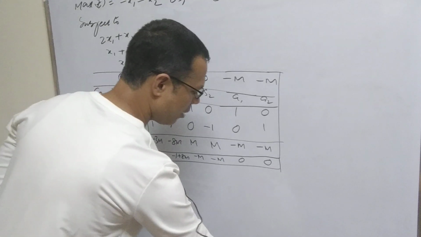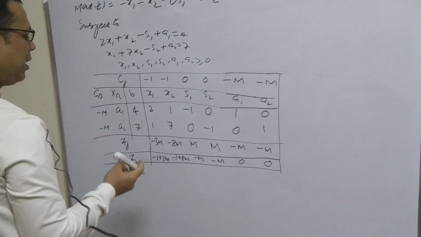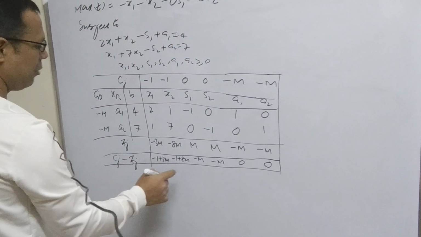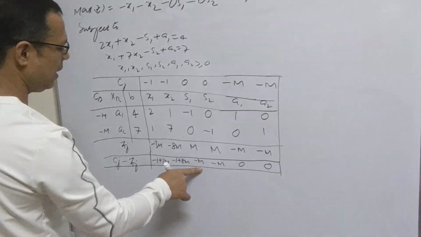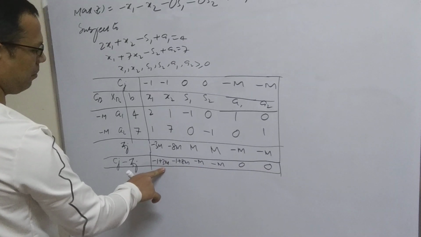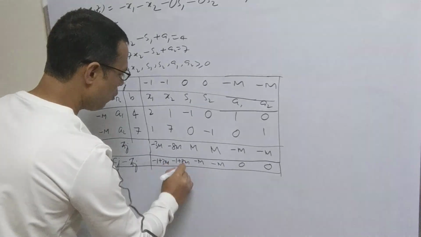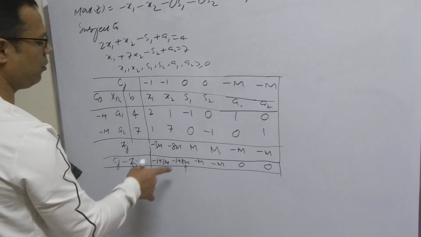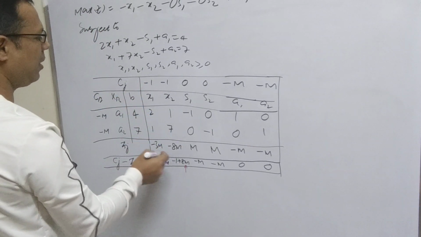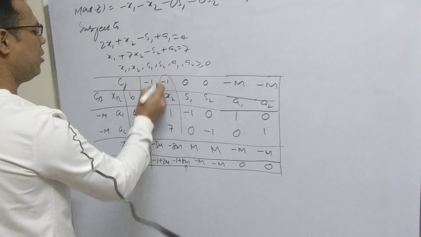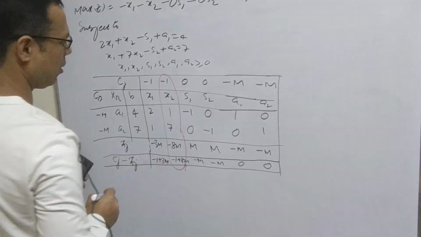Now here the condition to find the key column is very simple. To find the key column, we need to go for the largest positive value of cj minus zj. So which one is going to give you the largest positive value? Because these are 0, these are negative. Here 8m plus 3m. In between 8m and 3m, 8m is the largest positive value. So this value is going to be considered as the largest positive value because it will give the largest result, and this column is going to be considered as the key column. So now we have got the key column.